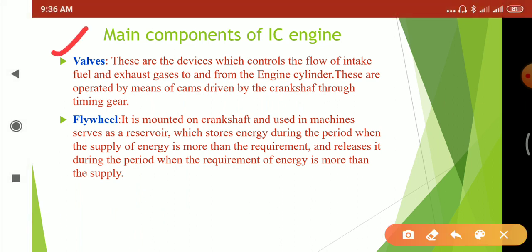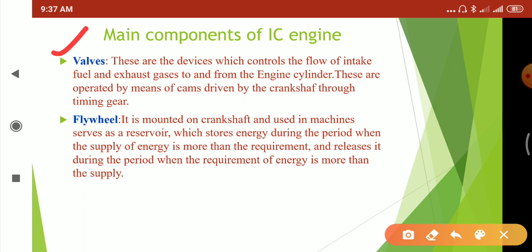There are two valves. One is the inlet valve, the other is the exhaust valve. These are devices which control the flow of intake fuel and exhaust gases to and from the engine cylinder. Means in an IC engine there are two valves, one is the inlet or intake valve, the other is the exhaust valve.